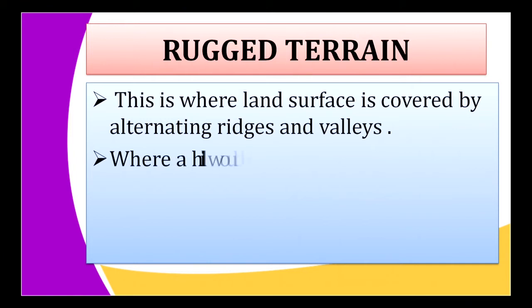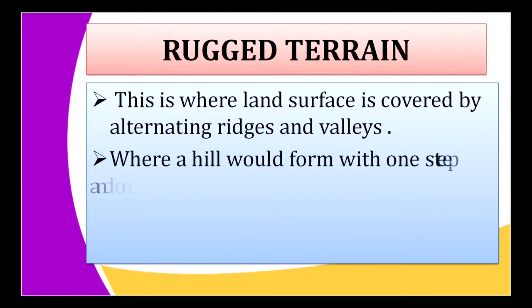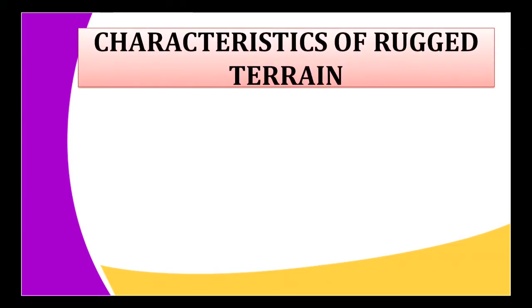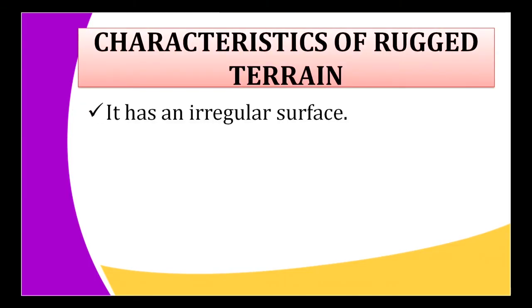This is where the land surface is covered by alternating ridges and valleys. So this land is not smooth. It has its ups and downs. So it is where a hill would form with one steep side and one gentle slope on the opposite side. Let's look at the characteristics of a rugged terrain.